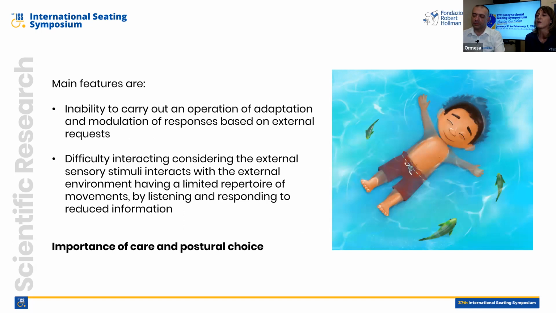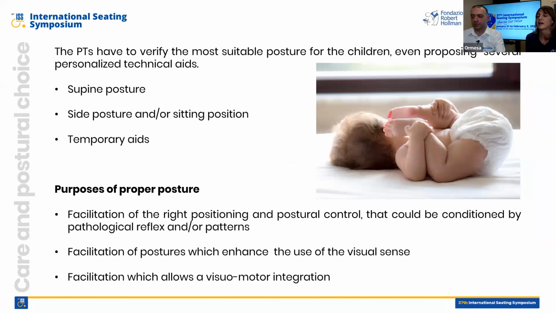Inability to carry out an operation of adaptation and modulation of responses based on external requests. Difficulty interacting, considering the external sensory stimuli, they interact with the external environment with a limited repertoire of movements, listening and responding to reduced information. So, with this characteristic, postural care and postural choice become more important. The pediatric therapist can verify the most suitable posture for the child, also proposing, if needed, various personalized aids.